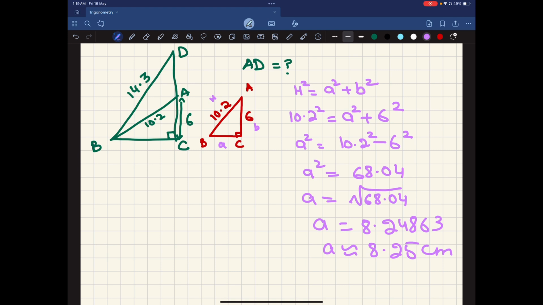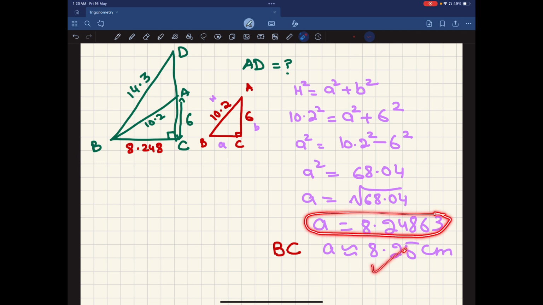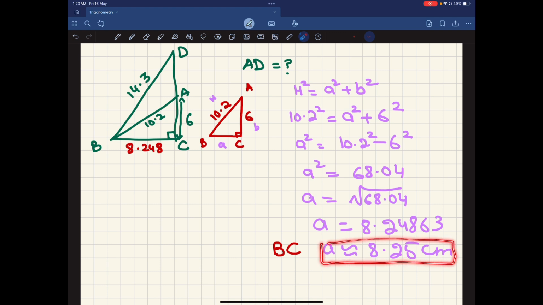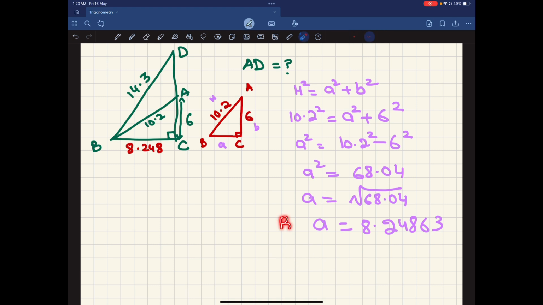But since this is not what you're required to find, we've calculated the value of BC, and you need to utilize this length in your workings later, so you're going to use this value and not the rounded off value. Had this been your final answer, you could have just rounded it off to 3 significant figures and left it right there. However, because we're going to utilize the value of BC later, we are not going to round off the value. So now what do we have?